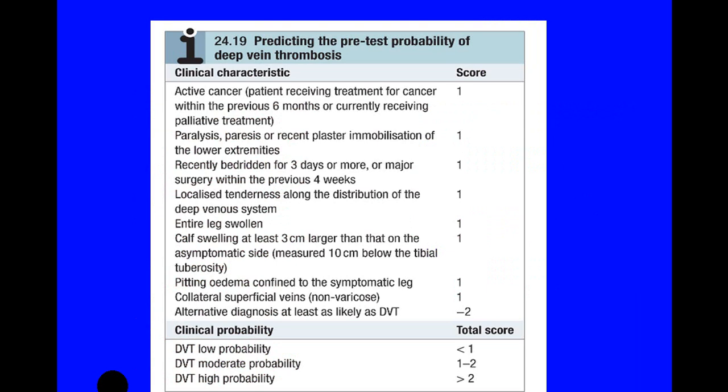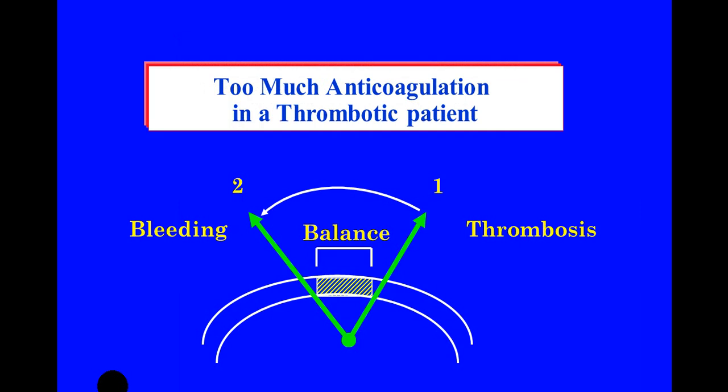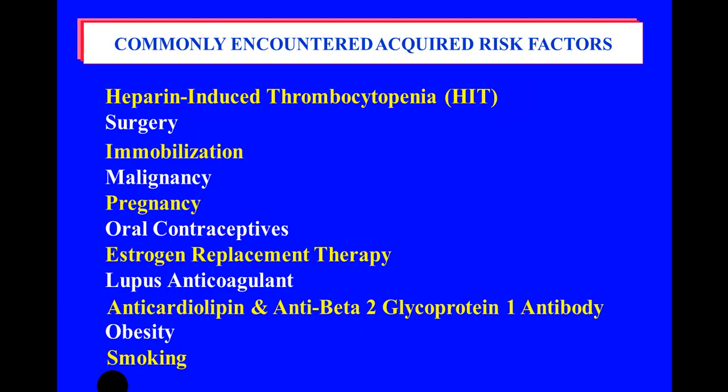What are the predictors for the pretest probability of DVT, deep vein thrombosis? We have a score, and a score of more than 2 means high probability of DVT. Factors include active cancer, bedridden, paralysis, recent surgery, localized tenderness, calf swelling, pitting edema. Alternative diagnosis is -2. Too much anticoagulation in a thrombotic patient can lead to bleeding, so we should be in the balance area, neither thrombosis nor bleeding.